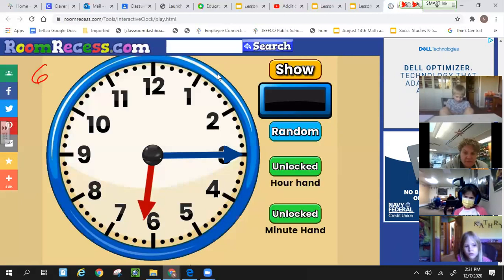That's what you want to look at first. See where it is? The hour hand is your shorthand. It's between these two numbers. It's not in the 7 o'clock hour yet. It's still in that 6 o'clock hour.